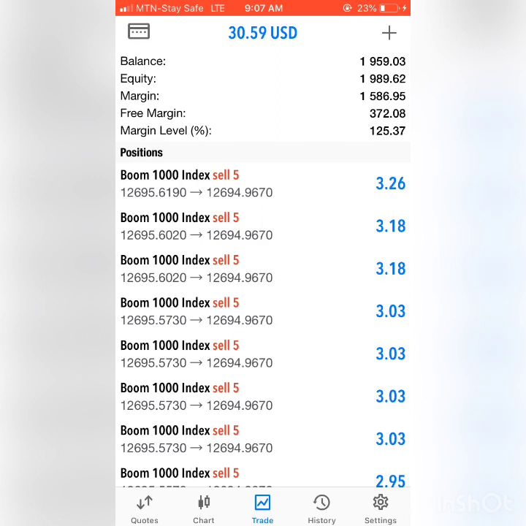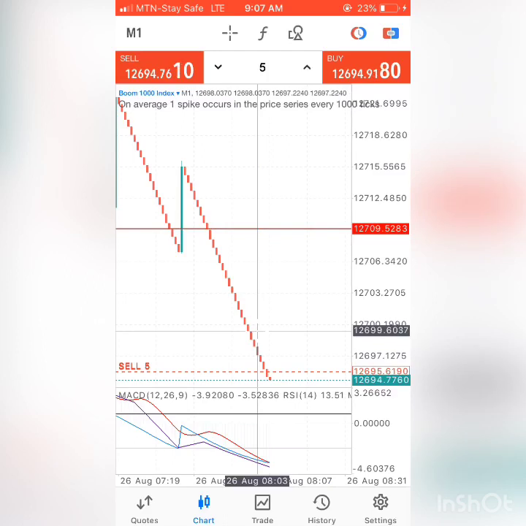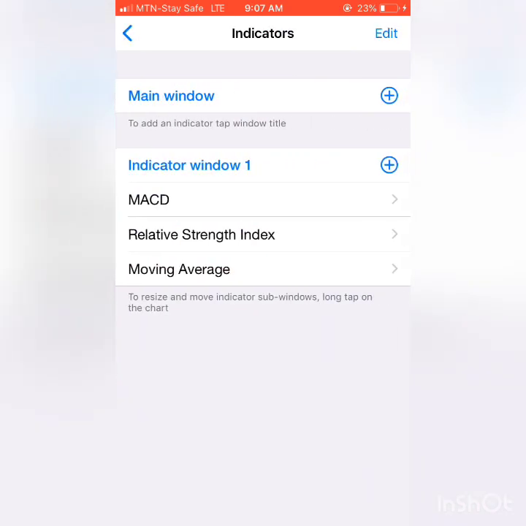Okay, so now guys, I'm going to show you how to get this thing correct. Now you see that I'm using the MACD, I'm using the relative strength index, and I'm also using the moving average. I'm using all these indicators, and I have nothing on the main window.